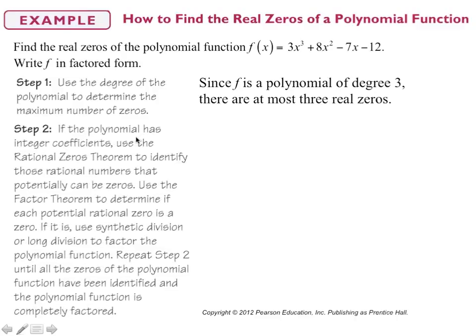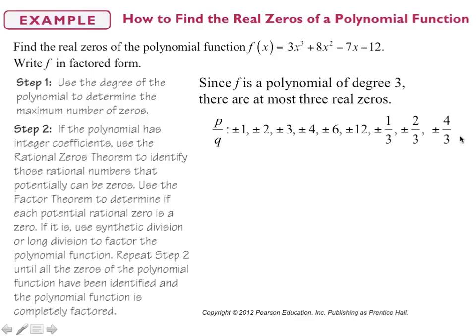Step 2 is to use the rational zeros theorem, the one that we just talked about. This can only be used if we have integer coefficients, which in our case we do. Then we use our rational zeros theorem along with our factor theorem to determine if we have any nice rational zeros. If we do, then we use either synthetic division or long division, which you should already be familiar with, in order to factor. And then we repeat step 2 until we've found all of our zeros. So this is the complete list that we had already found: plus and minus 1, 2, 3, 4, 6, and 12, 1/3, 2/3, and 4/3.